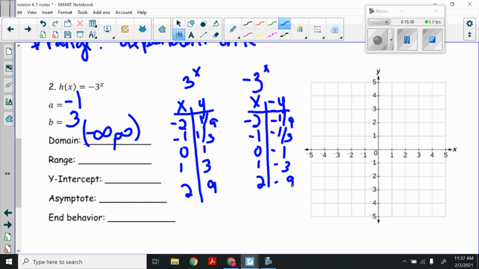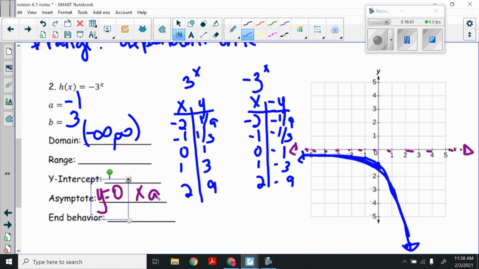So now if I want to graph these, so over 2 down -9, and somewhere down here, or 1 down -3, 0, -1, -1 down -1/3, -2 down -1/9. Again, I'm getting close to that x-axis, but I'm not going to touch it. So my asymptote, again, is y equals 0, the x-axis.